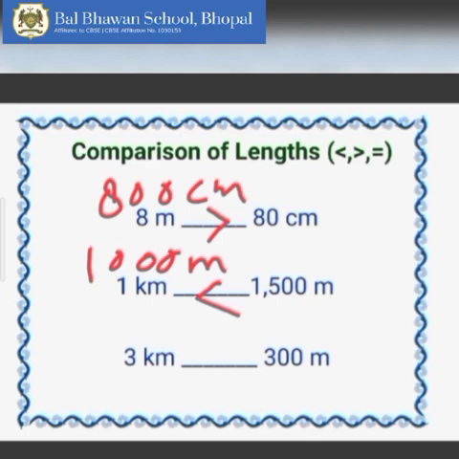Next is 3 kilometers or 300 meters. So again here 3 kilometers we will change to meters and it will become 3000 meters. When we compare 3000 meters with 300 meters, this value is bigger. So like this, we have learned to compare different lengths.